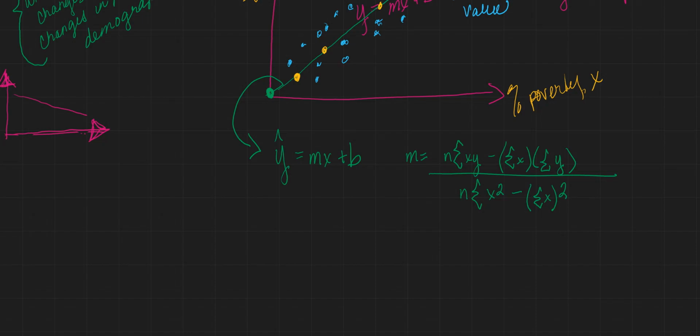All right, and b, our y-intercept, is equal to y bar. It's super similar to x bar, right? You just take all of your y values and you divide them by n. It's your mean y value minus m times x bar. And we can write this in a different way. And the better, in most cases, the easier way is to do the sum of all y divided by n minus m times the sum of all x divided by n.